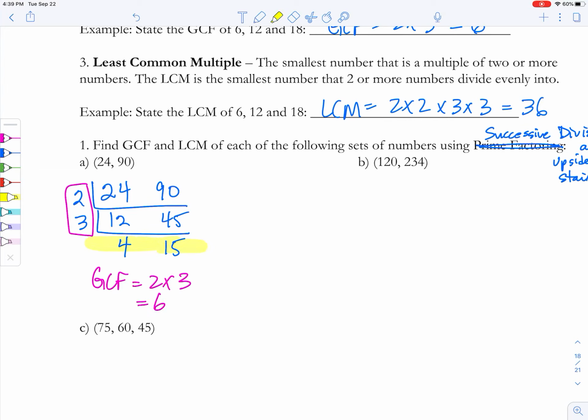And then the LCM, it makes this L shape. It's not only what was in common, but then what was left over as factors. So the LCM is going to equal 2 times 3 times 4 times 15. And 2 times 3 times 4 times 15 is, I'm using a calculator, 360. So the LCM of this one is 360.